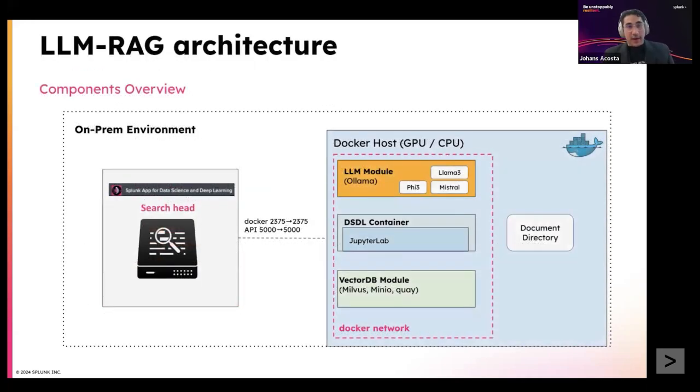So this is just a high level overview of a simplified architecture. So we have the search head. We're connecting to a Docker container or Docker containers for each of these services. So currently we have a cluster, right? We have the LLM service. We have the DSDL container, which kind of is handling all the load balancing and the calls, and then the vector DB. And there's multiple configurations currently in the works for this too. This is a very simplified architecture.